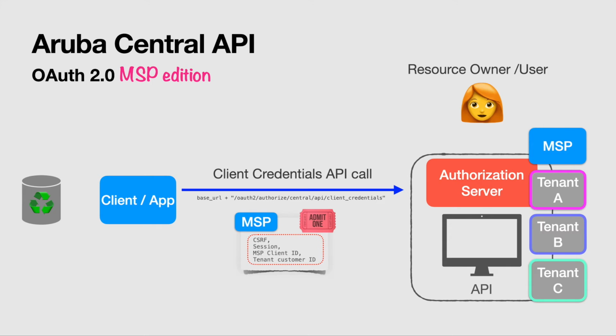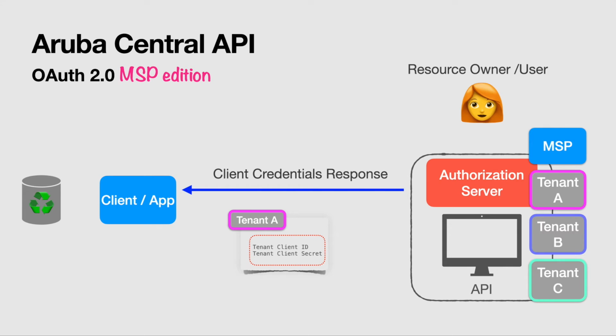Now we're using the MSP level information, so the access token, the CSRF, the session, the MSP client ID, but we are including the tenant customer ID. And that's the tenant that we want to start a new authorization workflow for, to receive a tenant-specific access token and refresh token. In the client credentials API call response, we get the tenant client ID and the tenant client secret.